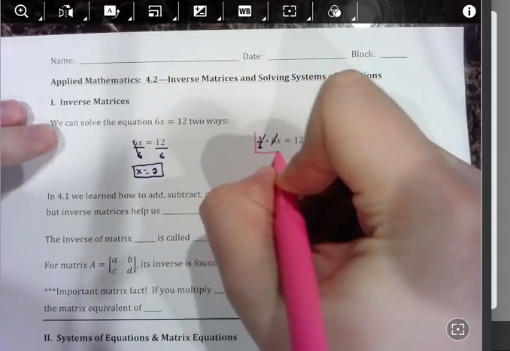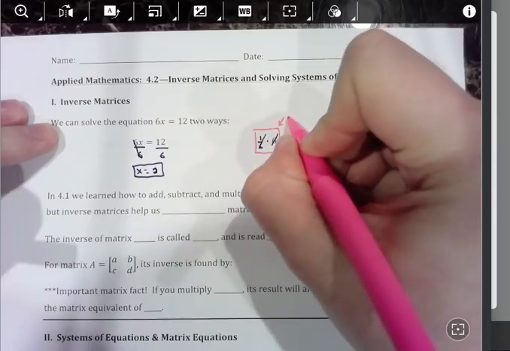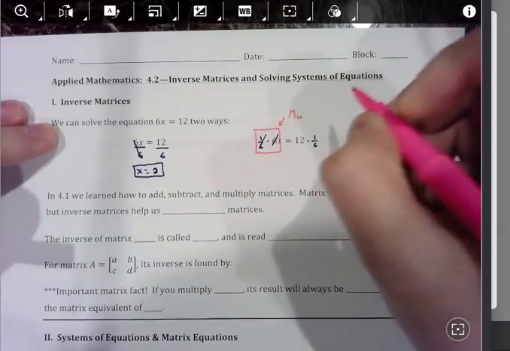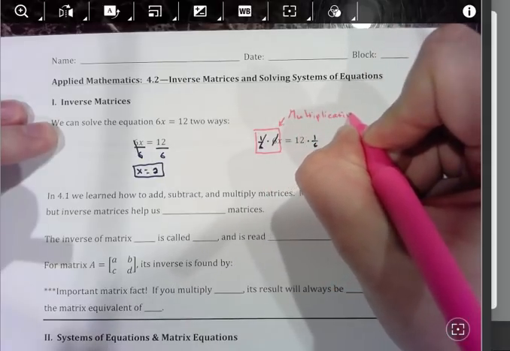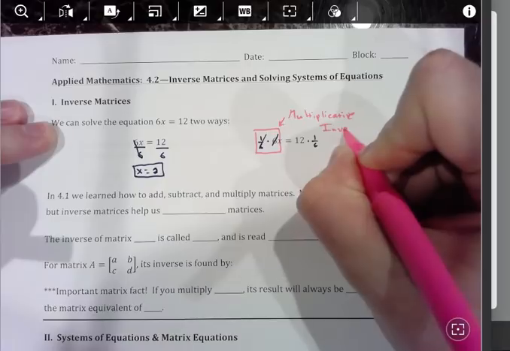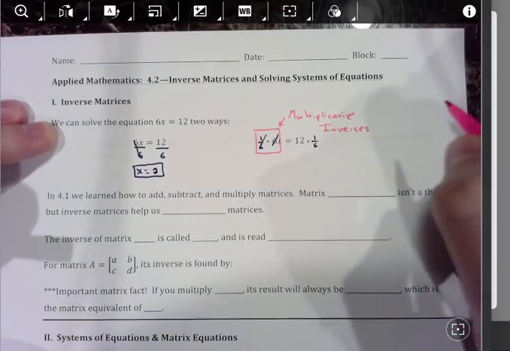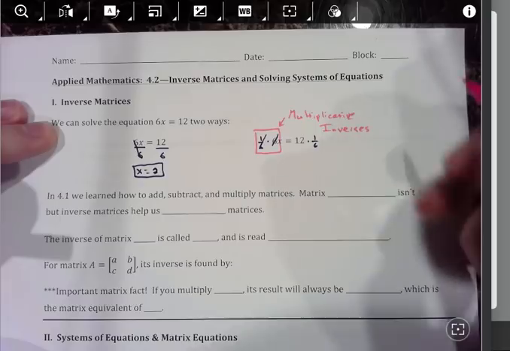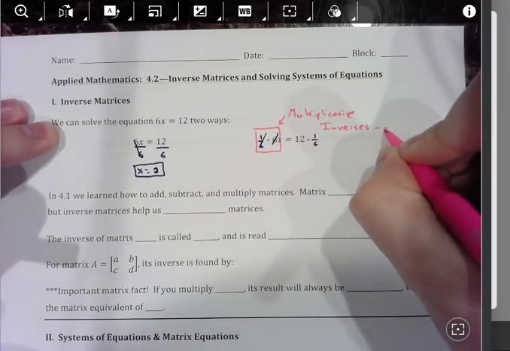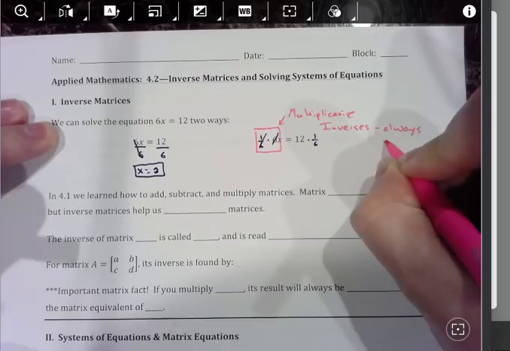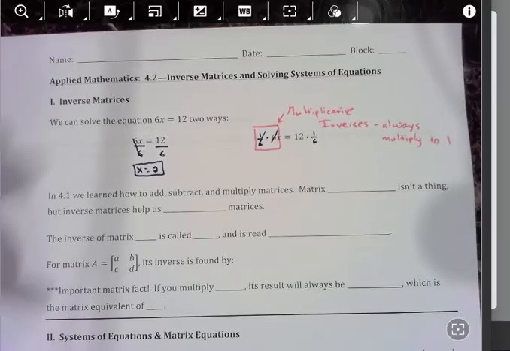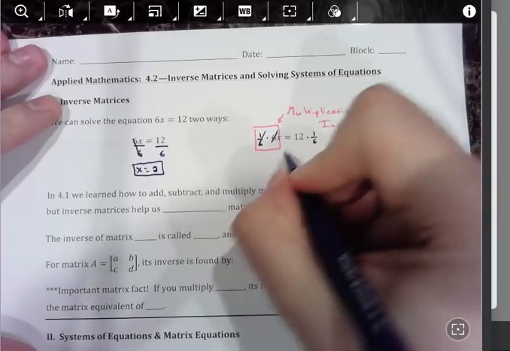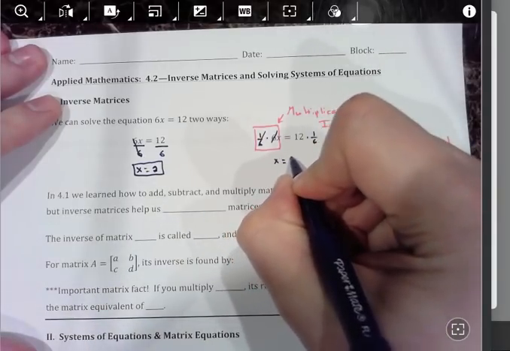In fact, they have a very special name, 1/6 and 6 do. These two numbers are what are called multiplicative, which is a favorite math word of mine to say, inverses. And all that means is that they're reciprocals of each other, and multiplicative inverses always multiply to get 1. So that's a way that we can sort of cancel out that 6, is multiplied by its multiplicative inverse, and then 12 times 1/6 is still 2.